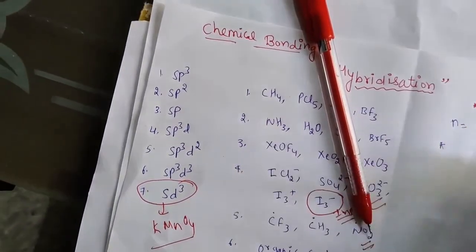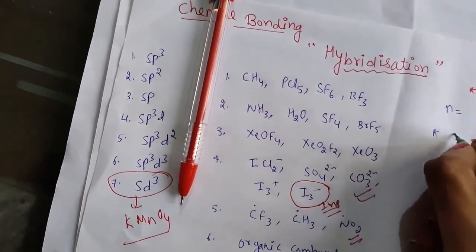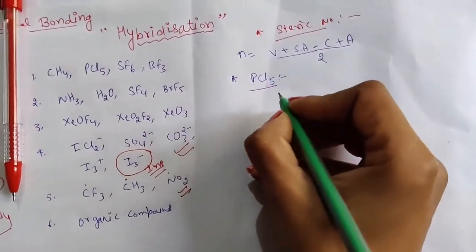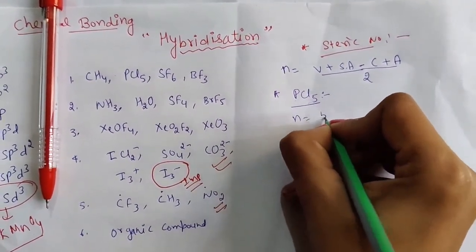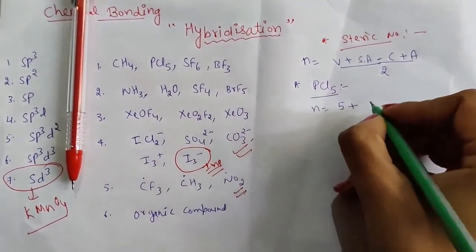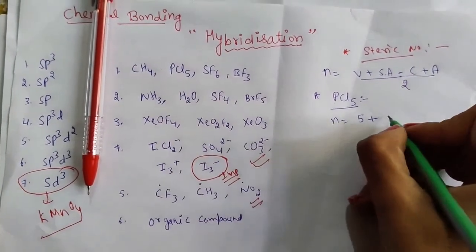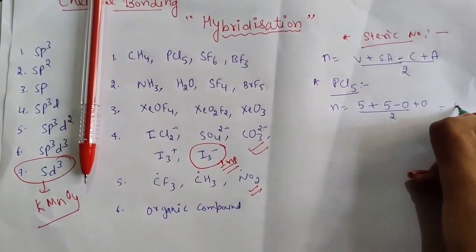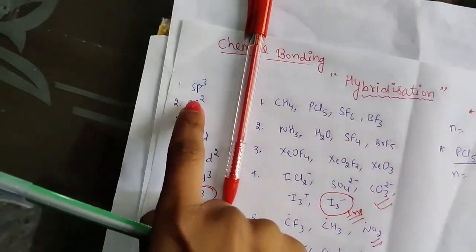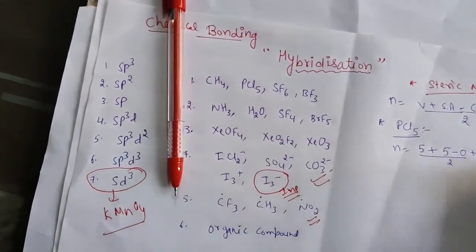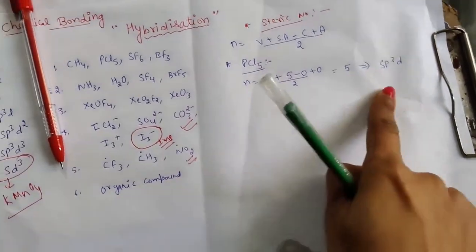For example, we are calculating the hybridization of PCl5. Here the central atom is P and the side atom is Cl. For phosphorus, valence electrons are 5. You have to remember the valence electrons of all atoms. Plus the side atom is chlorine, which is monovalent, so it contributes 1. For 5 it will be 5. No cation, no anion, so it will come 5. So here we have 5, which gives sp3d hybridization.